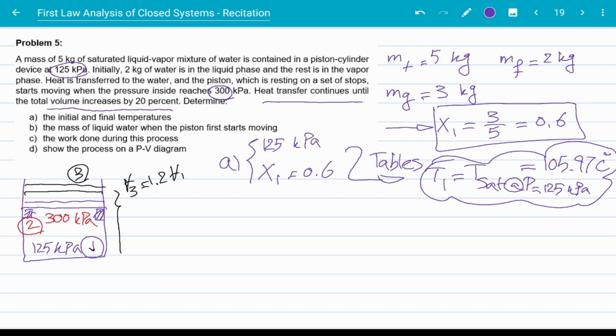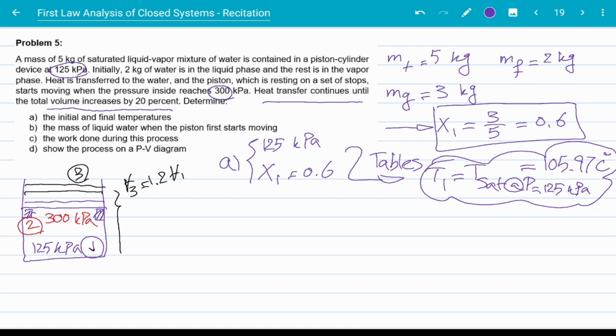How about the final state? So what do we know about the final state? We know that its volume is 1.2 times the initial volume. We also know that its pressure is 300 kilopascals. The moment the piston starts to move, pressure remains constant.